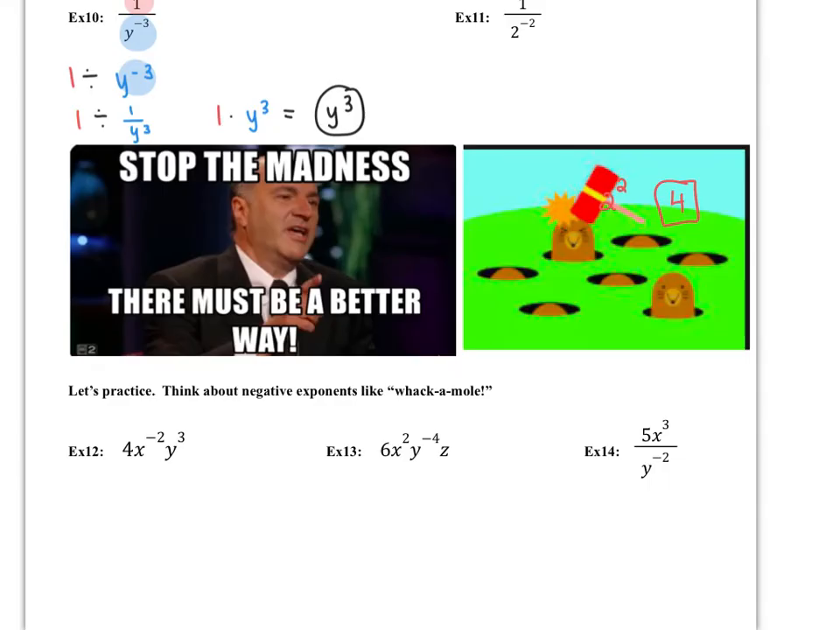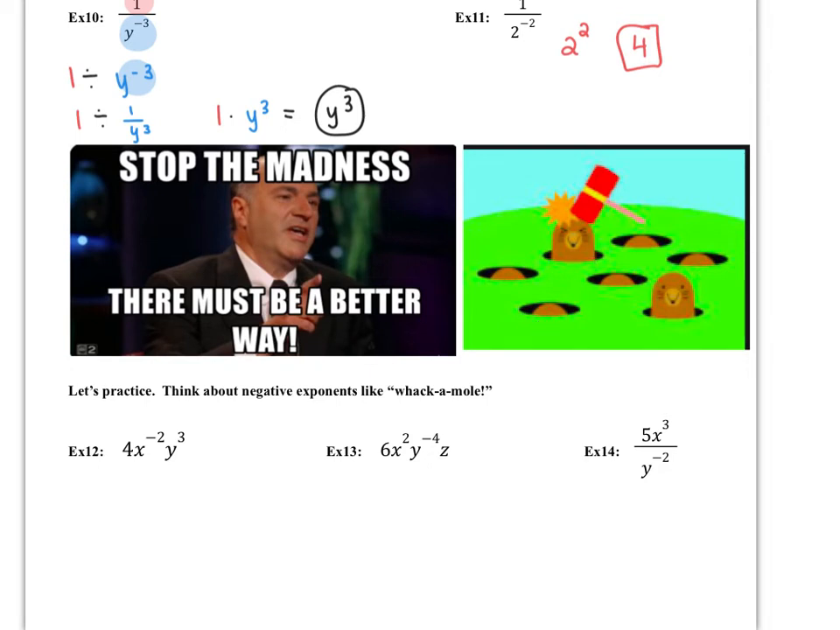So for our Shark Tank fans out there, we know that Mr. Wonderful always says, "Stop the madness, there must be a better way." One way I like to think about negative exponents is as the game Whack-A-Mole. We all know how that carnival game works. A teeny tiny mole pops his head out of the hole, and we use a little mallet to whack it. I like to think of my negative exponents as the moles that need to be whacked. So if you see a negative exponent, you're going to knock it and it's going to go down. Now what about those moles that are already down that you accidentally hit? They're going to bounce off the floor and they're going to go up.